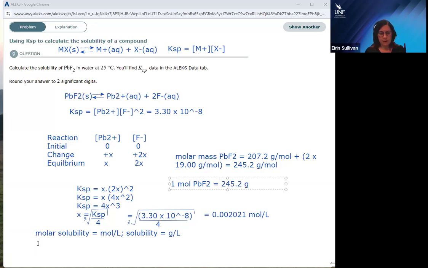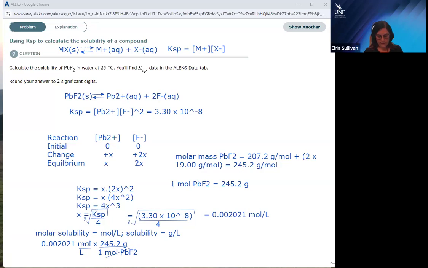To use it as a conversion factor, I strongly recommend writing it out as an equivalency. So every 1 mole of PbF2 weighs exactly 245.2 grams. And it's easy to take your molar solubility and just convert it into solubility. So 0.002021 moles per liter. If I then take my molar mass, I want the moles to cancel out, so I'm going to put 1 mole of PbF2 on the bottom and 245.2 grams on the top. So let's just check that units are good. We end up with moles cancelling out and we get units of grams per liter, which is our solubility.